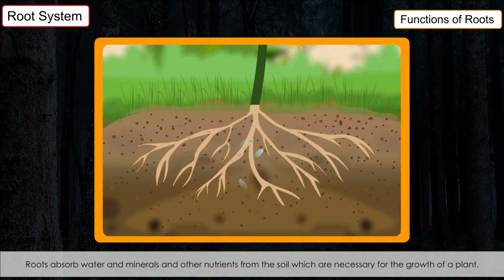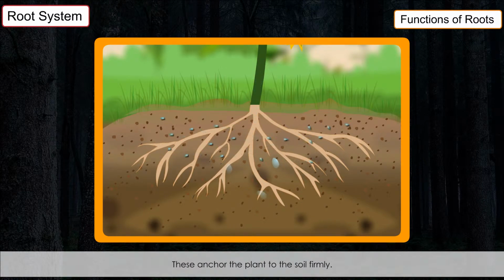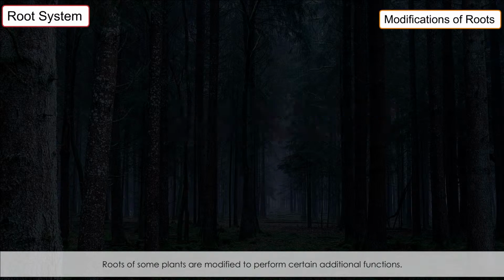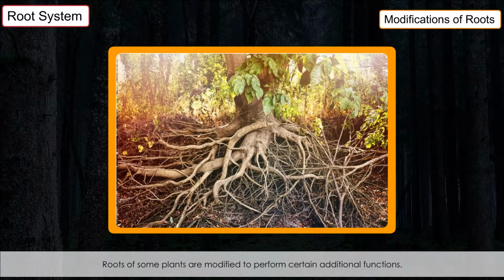Functions of roots. Roots absorb water and minerals and other nutrients from the soil which are necessary for the growth of a plant. These anchor the plant to the soil firmly. Roots help to prevent soil erosion by binding the soil particles. Modifications of roots. Roots of some plants are modified to perform certain additional functions. Due to this, structure of these roots gets slightly modified.